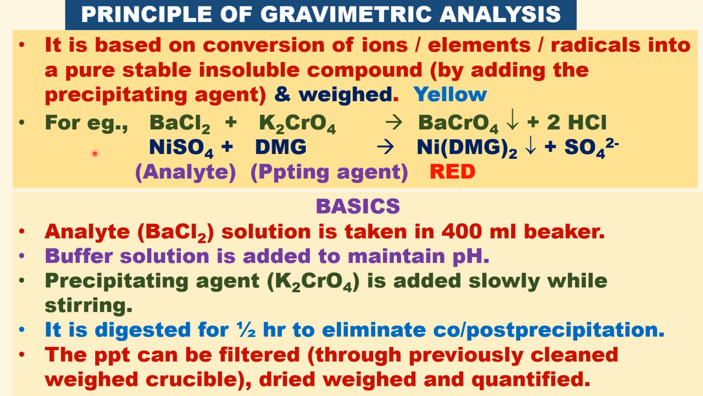For nickel sulfate, the suitable precipitating agent is dimethylglyoxime, and nickel dimethylglyoxime is precipitated as a red precipitate. So nickel is converted into a suitable insoluble compound, nickel dimethylglyoxime, by adding the suitable precipitating agent dimethylglyoxime, and the precipitate is then weighed and quantified.